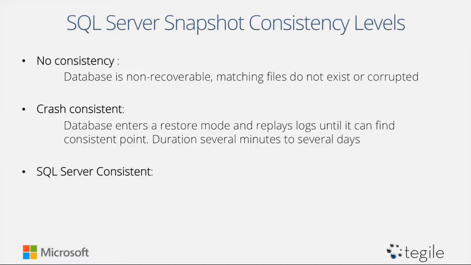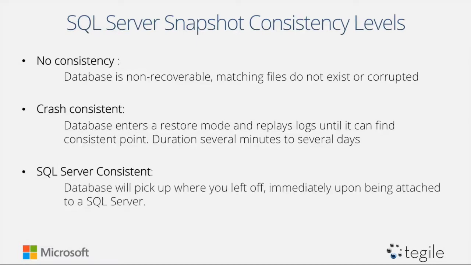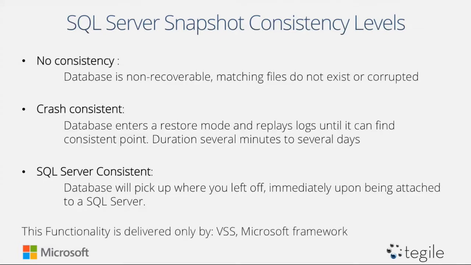And then SQL Server consistent, which means the database will pick up where it left off immediately upon being attached to a SQL Server. The SQL Server consistent can only be delivered by the array integrating with the Volume Shadow Services framework. It doesn't matter that the array might have VAI. If it's a SQL Server running inside a VMware virtual machine and you don't have VSS, the best that you will be able to do is get a crash consistent copy of the SQL Server, meaning the virtual machine might come up, but the data inside the SQL Server will be corrupted because you don't have this VSS framework.